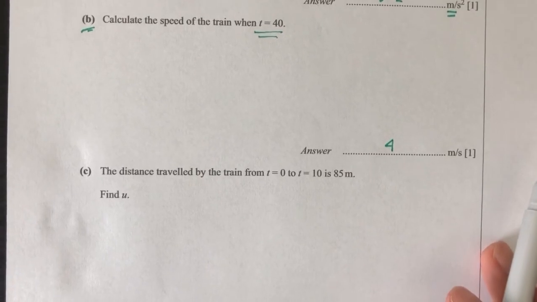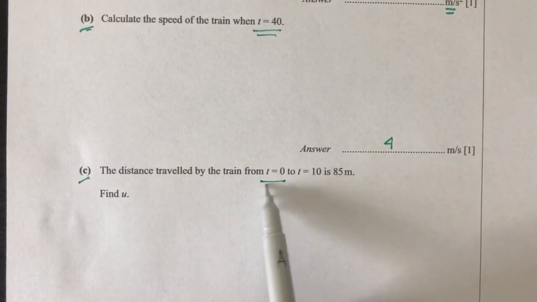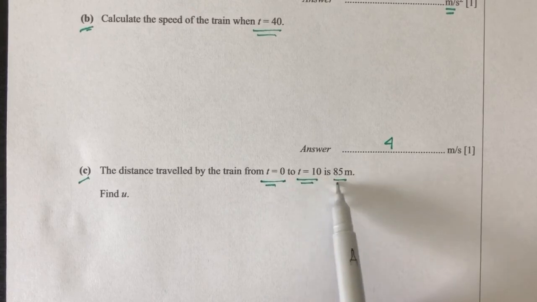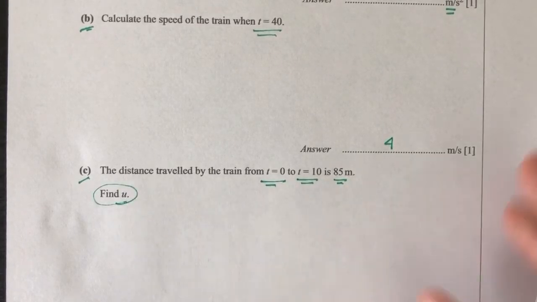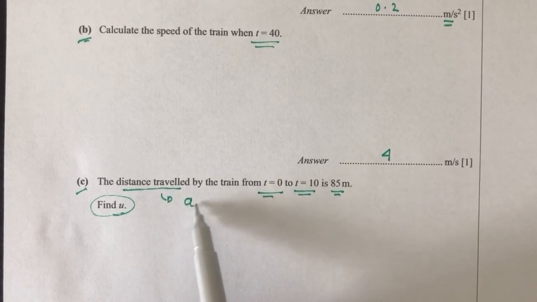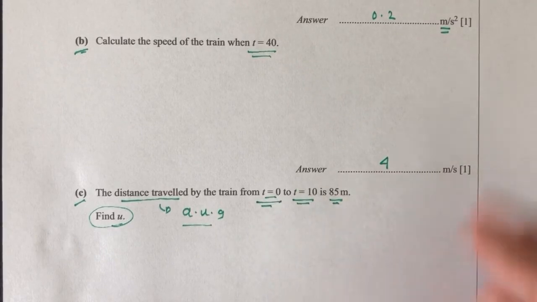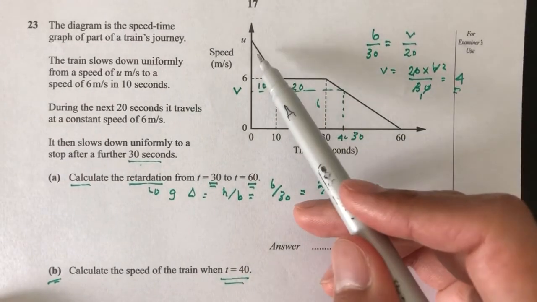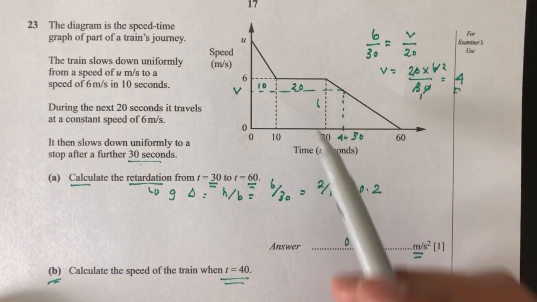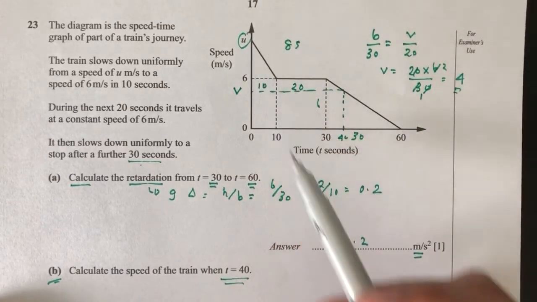The speed will be 4. Now, part C. The distance traveled by the train from t equal to 0 to t equal to 10 is 85. Find the value of u. So, what is distance traveled in a speed time graph? It is always the area under the graph. So from these two times, we say that this distance here is 85. Find the value of u.